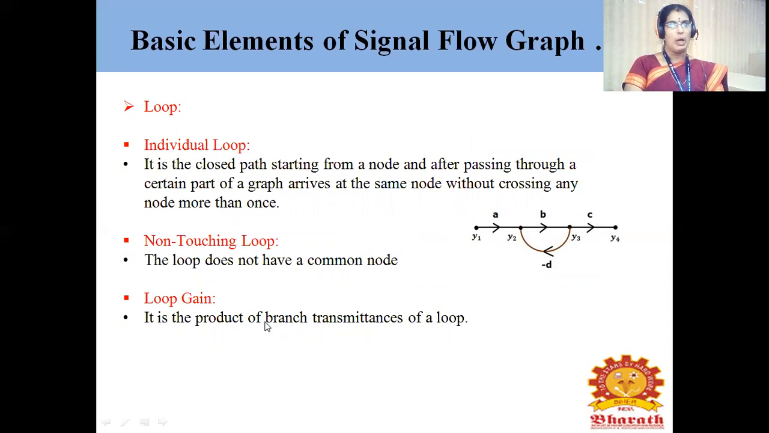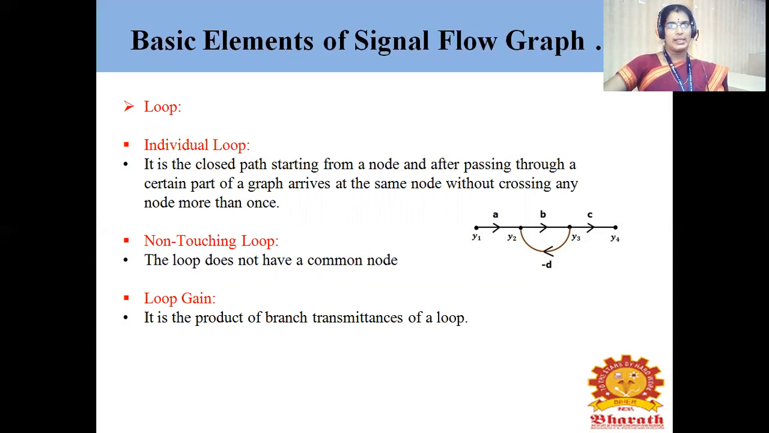Moving to the next term, loop. First, let us discuss the individual loop. In the same example, the signal starts from node Y2, passes through Y3, and again returns back to Y2. So the signal starts from one node and after passing through a certain part of the graph, returns back to the same node, but it should not cross any node more than once. That type of signal is called an individual loop. Next, non-touching loop.